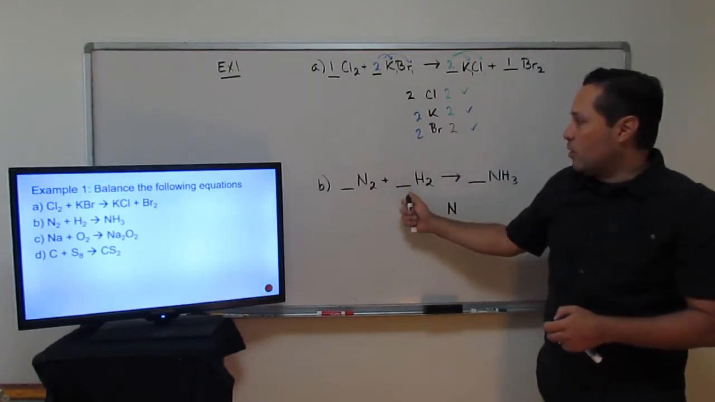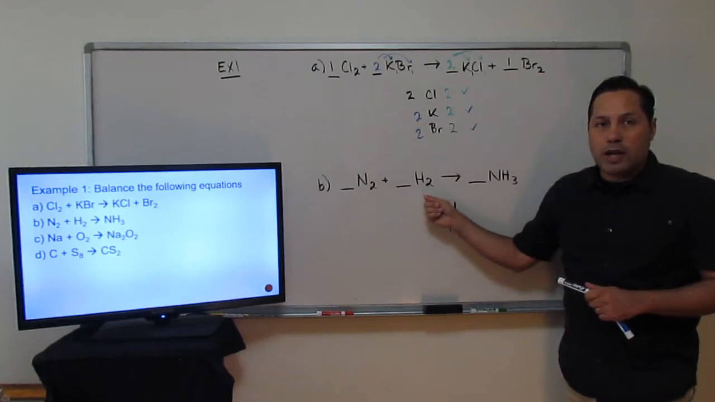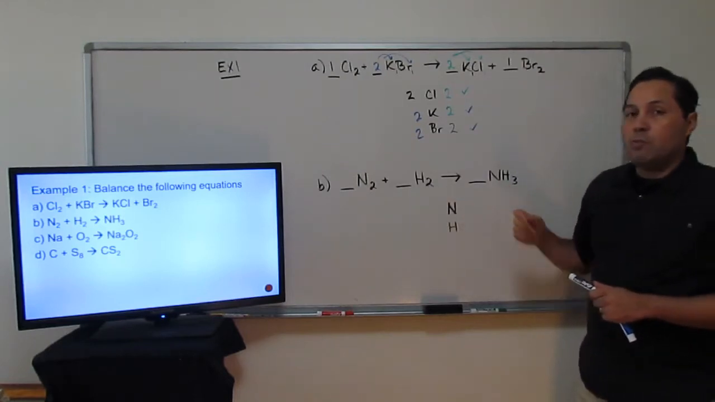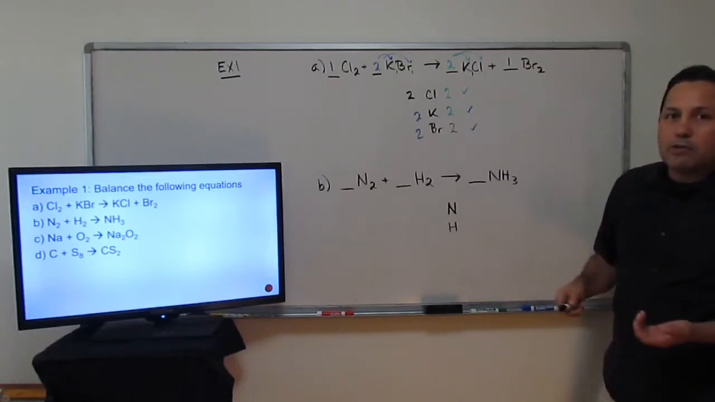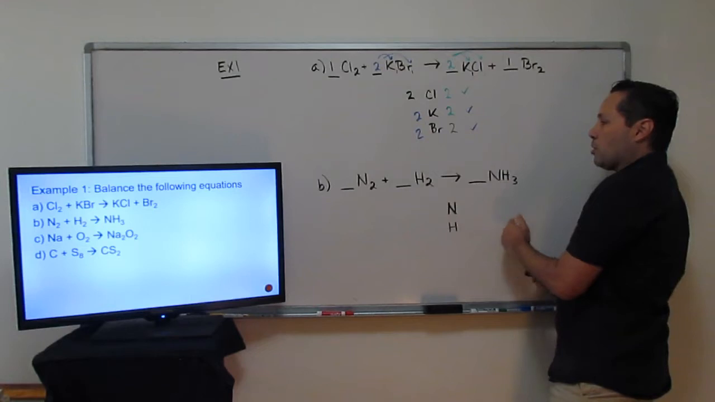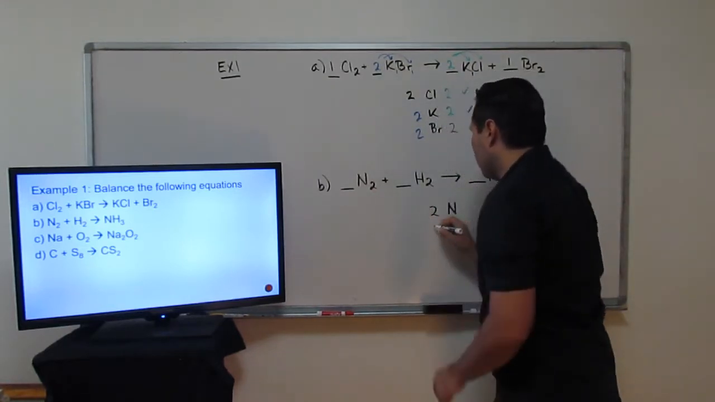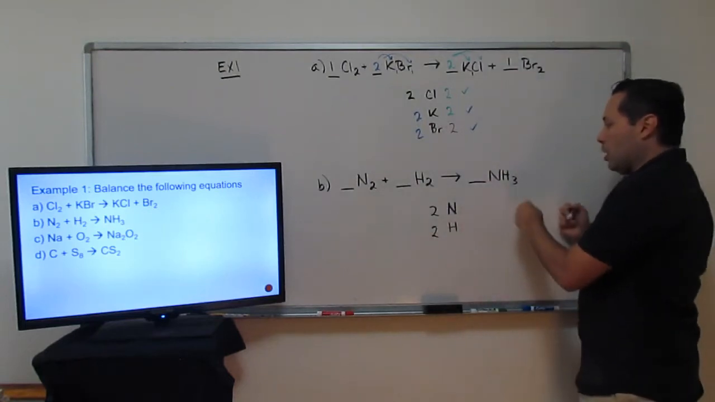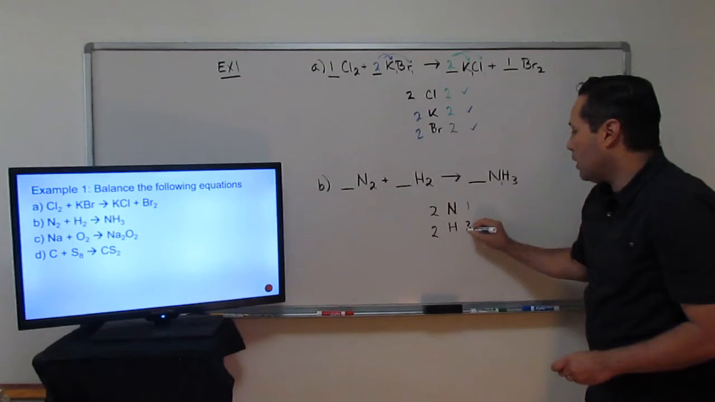Up next is letter B. For this one, we have nitrogen gas reacts with hydrogen gas to give us ammonia, which is a molecule that has many uses. And again, we're going to go ahead and start by counting how many atoms we have on the reactant side and how many we have on the product side. So we have 2 nitrogens and 2 hydrogens. On the product side, we got 1 nitrogen and we got 3 hydrogens.